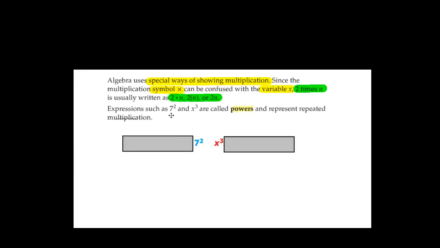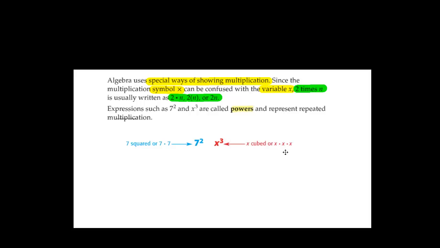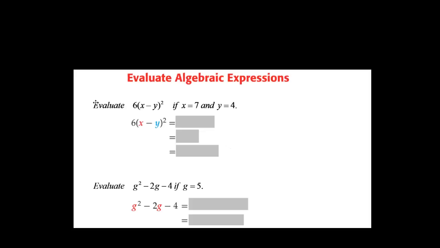Expressions that we have here in this example, 7 to the superscript 2 and x to the superscript 3, are called powers. And they represent repeated multiplications. 7 to the second power is called 7 squared, and it means 7 times itself 2 times. So that factor occurs twice. x to the third power just means x times itself 3 times. The common mistake that students make is they think x to the third power means 3x. They are not the same thing. So make sure you don't make that same mistake. So those are powers.